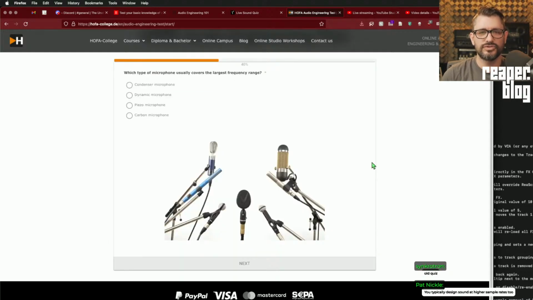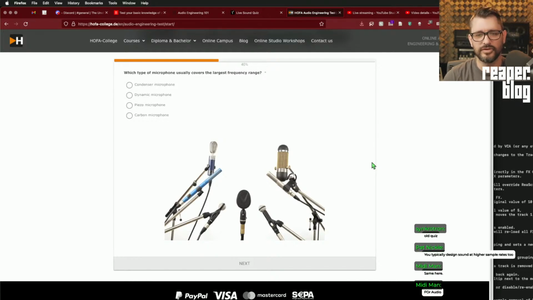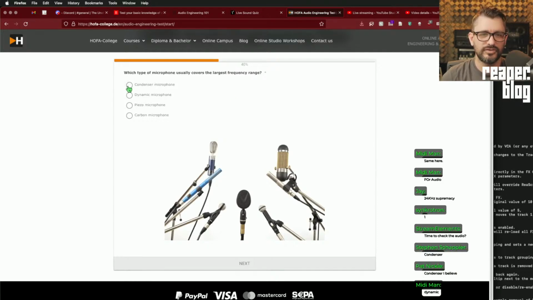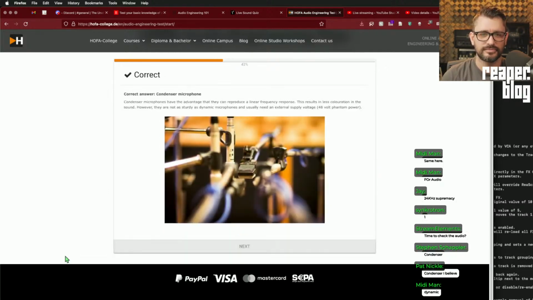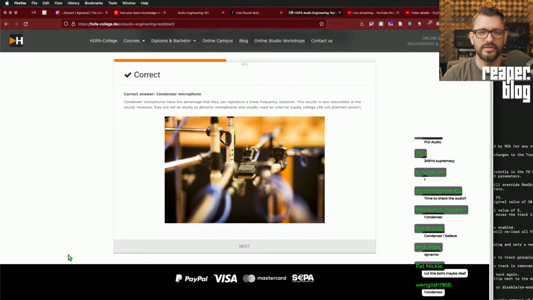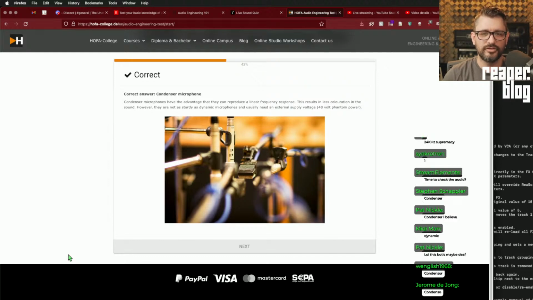Which type of microphone usually covers the largest frequency range? So, very general question. Condenser microphone, dynamic microphone, piezo microphone, carbon microphone. Condenser, that's the largest frequency range. Condenser microphones have the advantage that they can reproduce a linear frequency response that results in less coloration of the sound. However, they are not as sturdy as a dynamic microphone and usually need an external power supply, 48-volt phantom power.